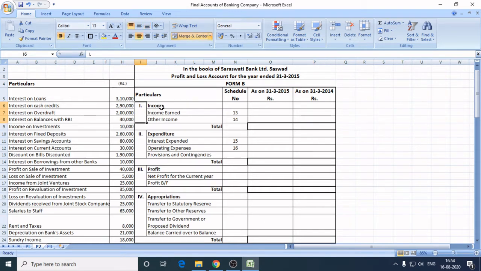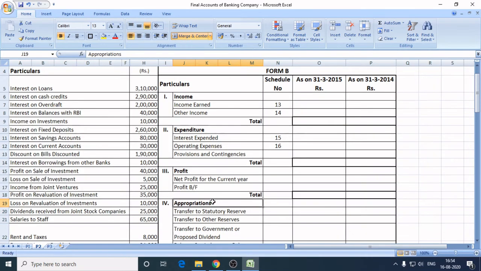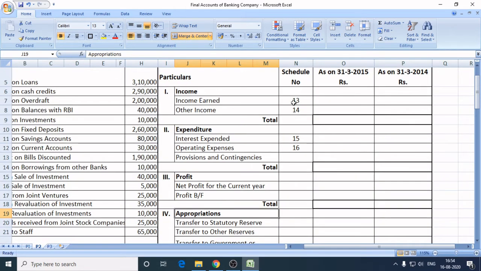Part 1 is related to income, the second part is related to expenditure, the third part is related to profit, and the fourth part is related to appropriation. Now in the first part there are two schedules, 13 and 14. 13 is income earned and 14 is other income. So these two schedules are of the income category.